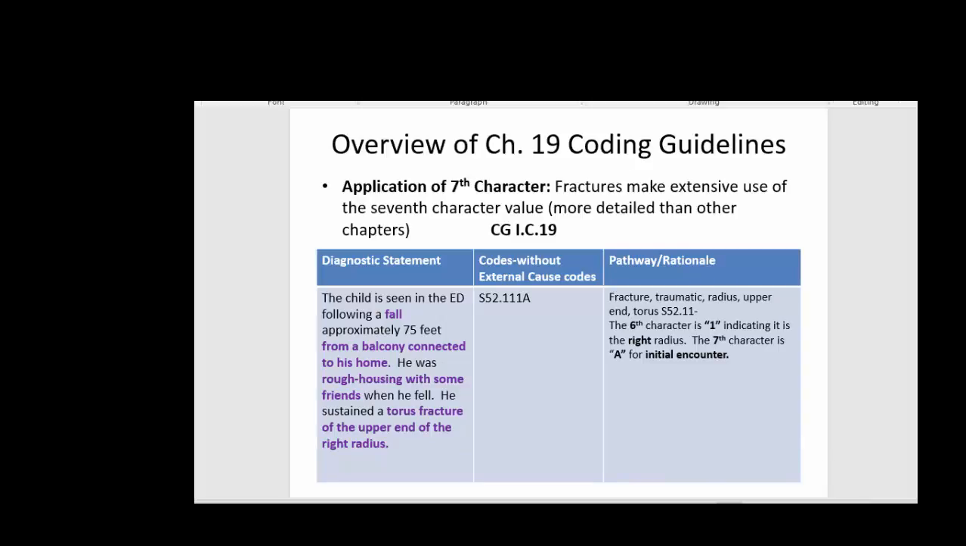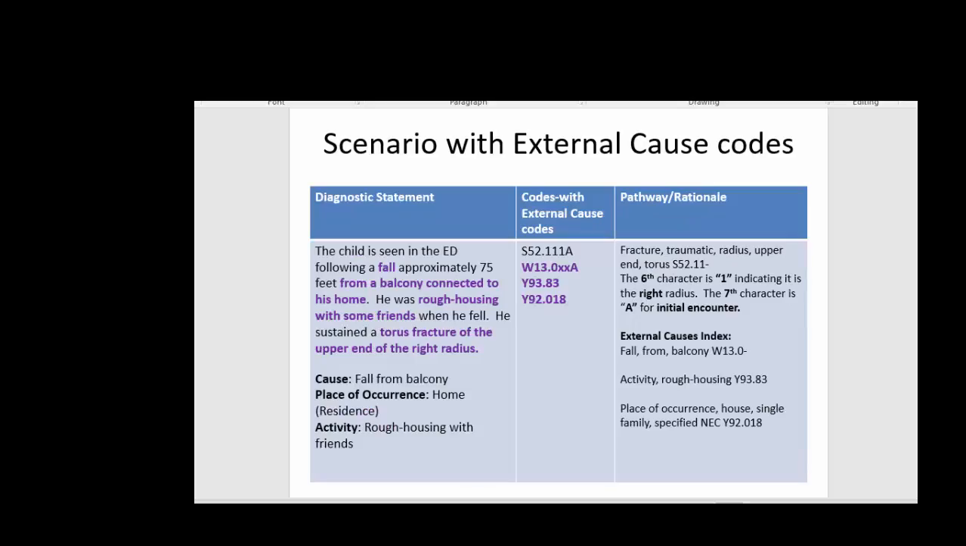The first coding guideline I'm going to refer to is the application of the seventh character. I've given you a diagnostic statement here. In purple, I have highlighted what happened, how he got hurt, and his injury. And I have, in the coding column, just given you the injury code. The path and the rationale is there on the right. And then on the following slide, I add those external cause codes, where the cause was a fall from the balcony, place was at the student's home, at the child's home, and the activity was roughhousing with his friends. So this gives us all of our codes now, our injury code and our external cause codes.